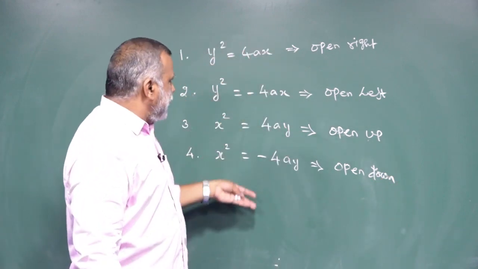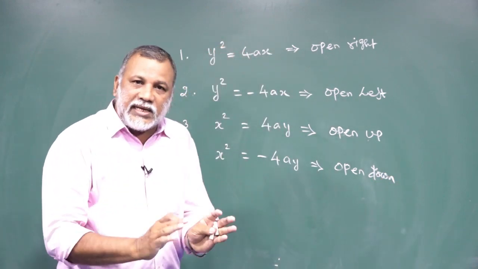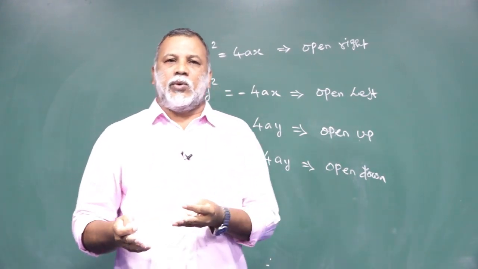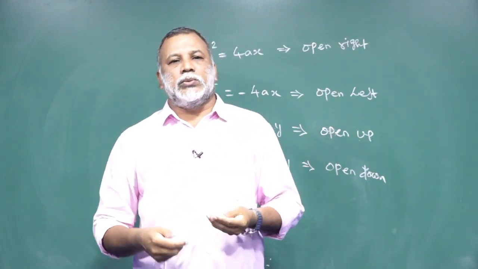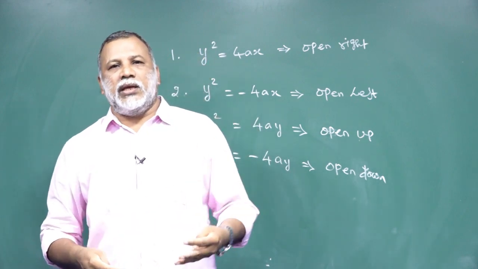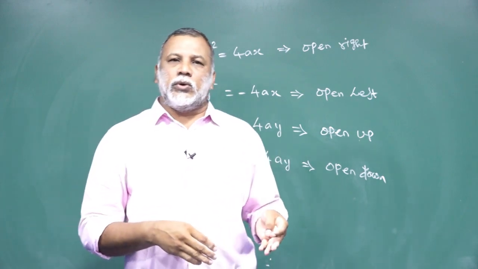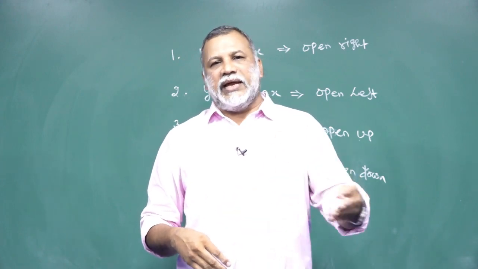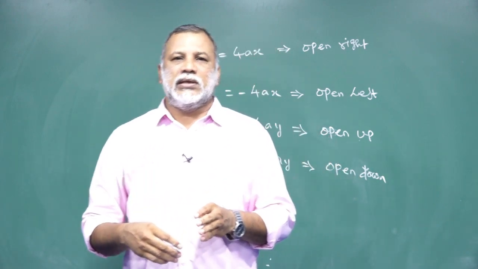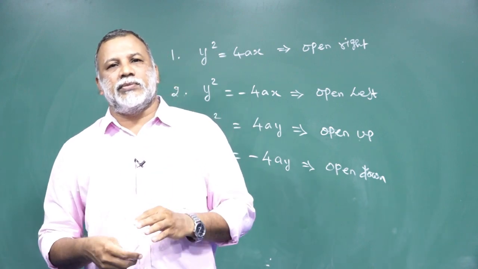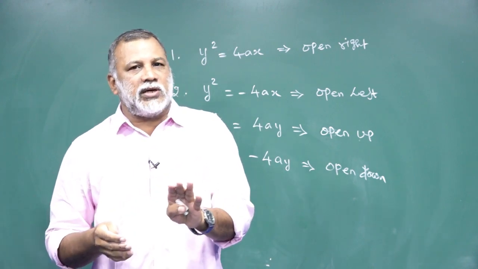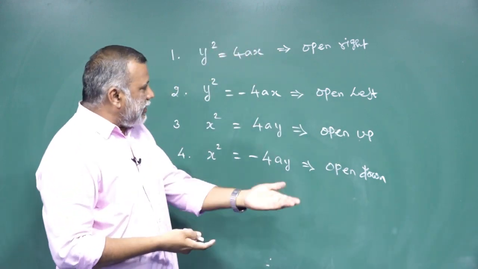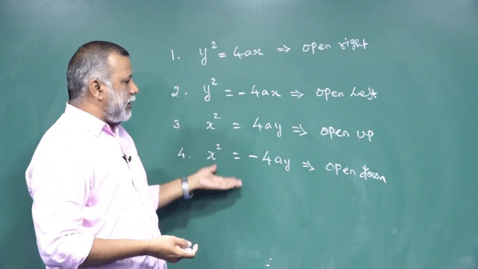So, we are discussing all 7 results for these 4 types. What are the 7 results? Number 1, vertex. Number 2, focus. Number 3, axis. Number 4, directrix. Number 5, equation of the latus rectum. Number 6, length of the latus rectum. Number 7, endpoints of the latus rectum. For all 7 results, we already discussed the 4 types.